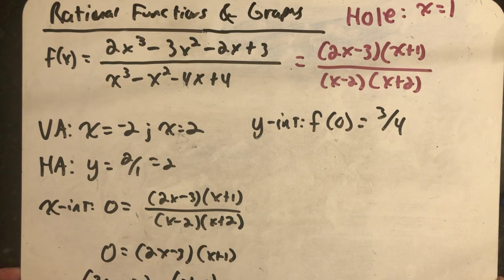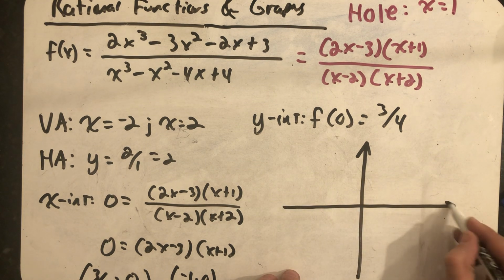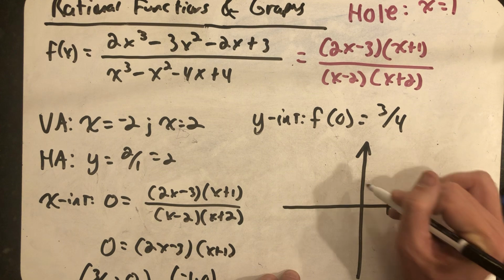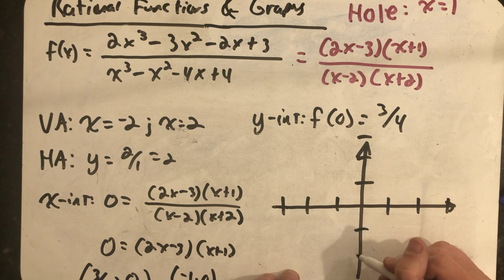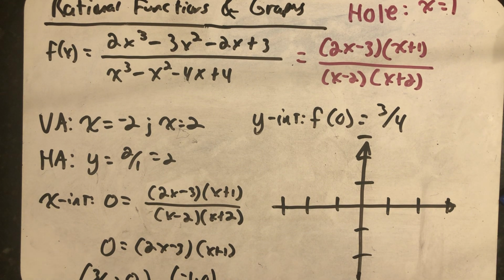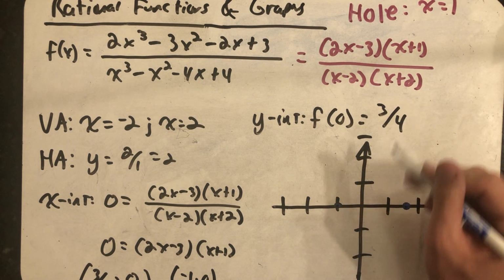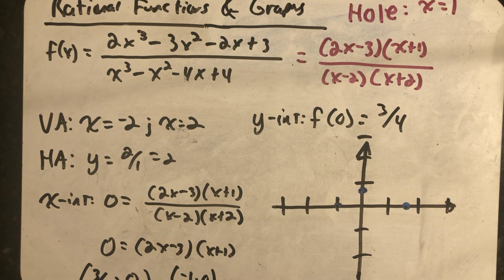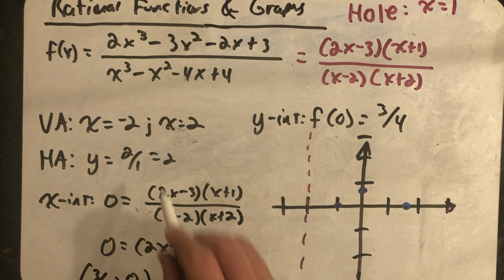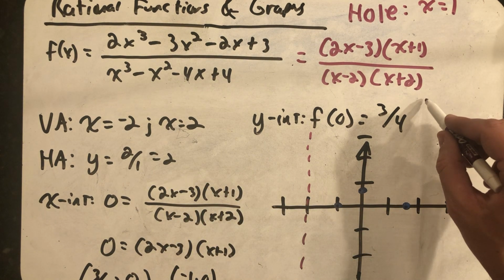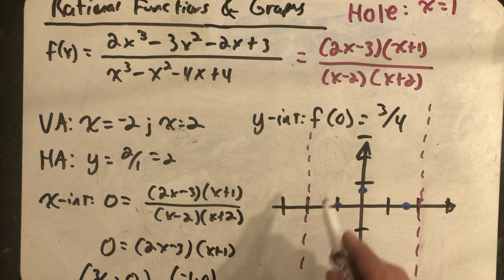All right, well, let's start to graph our rational function. I have x-intercepts at 1.5 and -1. I have a y-intercept at 3/4. I have a vertical asymptote at -2. Another vertical asymptote at +2. And I have a horizontal asymptote at 2.